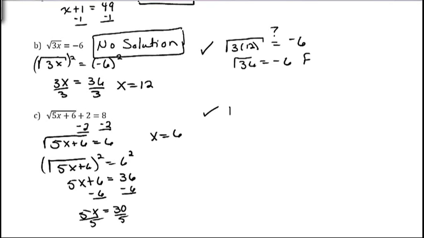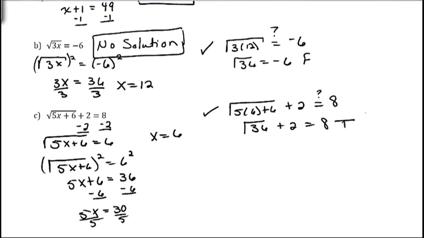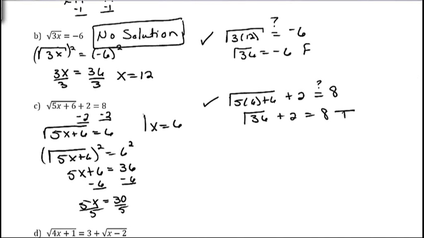Check your solution quick. So we get the square root of 5 times 6 plus 6, and then plus 2, is this equal to 8? And 5 times 6 is 30, plus 6 gives us 36, so that's the square root of 36, plus 2, and yes, that is equal to 8. We get 6 plus 2. And again, you can stop as soon as you know that it's true for sure.